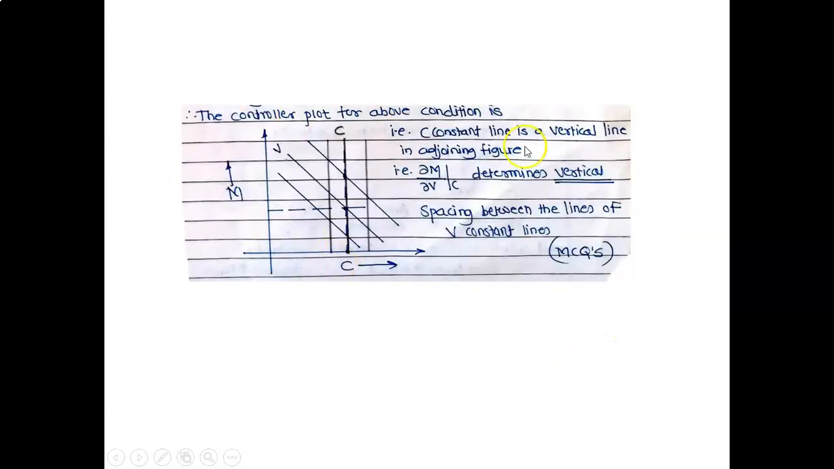The controller plot for the above condition is, that is, the c constant line is a vertical line in the adjoining figure. These are the vertical lines which indicate constant lines. Dou m by dou v when c is equal to constant determines the vertical spacing between the lines of v constant lines.